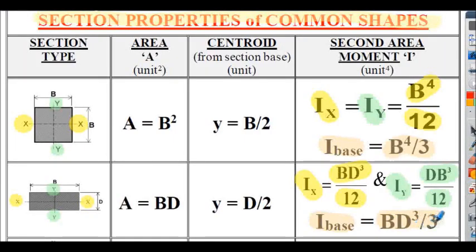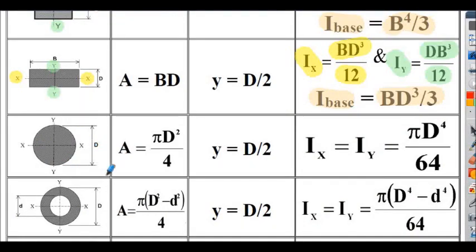Further sections considered are the solid circular section, area stated here as pi d squared divided by 4, or of course that could be pi r squared, but d is stated in the figure here. The second moment of area about the x-axis and the y-axis are the same, pi d to the 4 divided by 64. I've also considered the annular section here, the hollow section or pipe section.